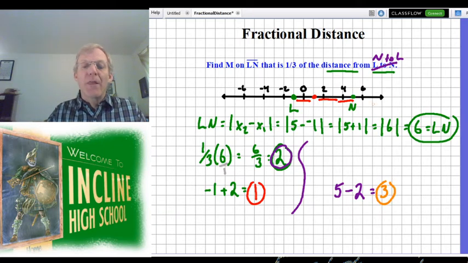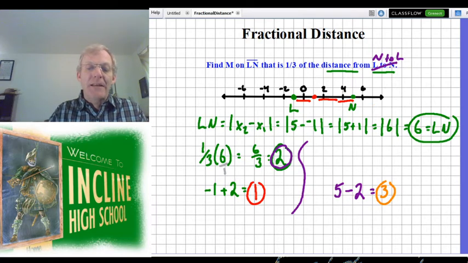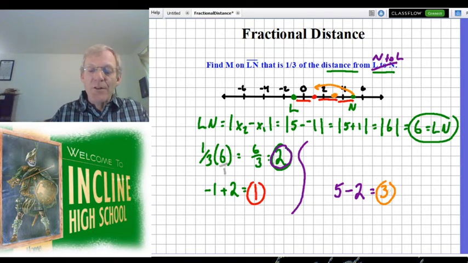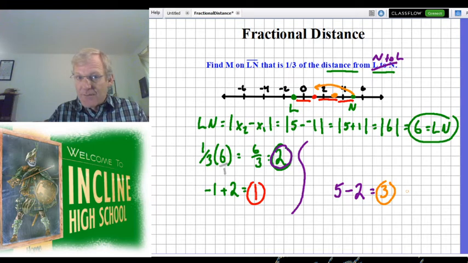3 would have been 1/3 the distance from N to L, so going that direction, you'll notice. So 1/3 that distance is right, actually, where did I mark it? Sorry, is right there, 3. So that would be if we went from the other direction. Make sense? Think about that.